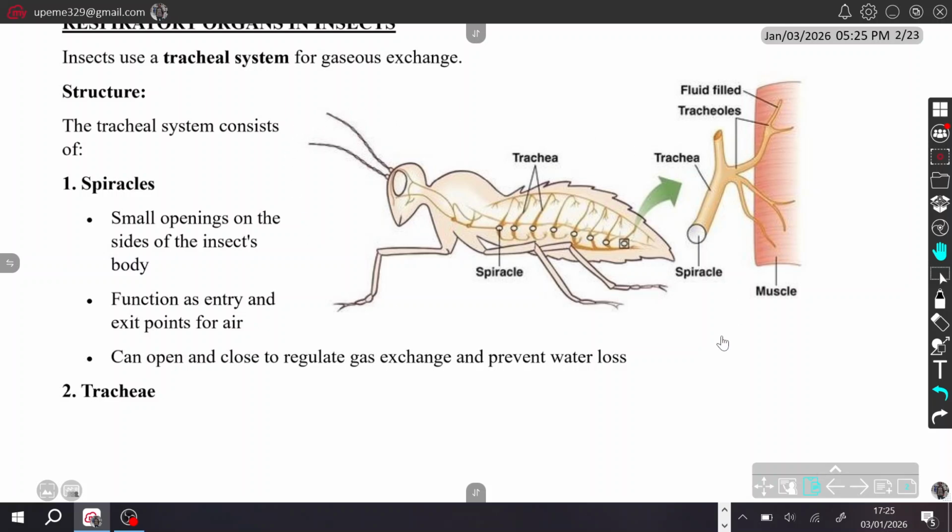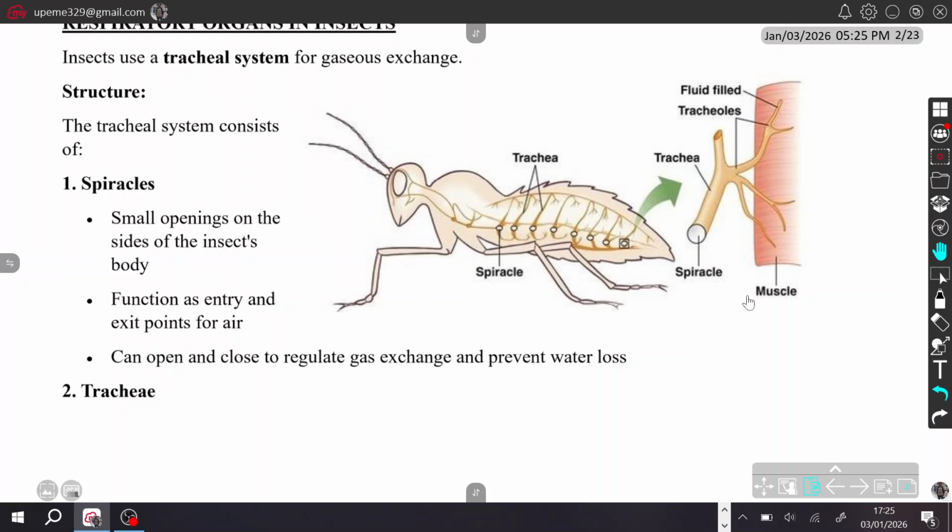It could have been a fly, and then the small openings on the surface, these here are the spiracles. All right. So there are small openings on the sides of the insect's body. These are part of the tracheal system of an insect. They function as entry and exit points of air.